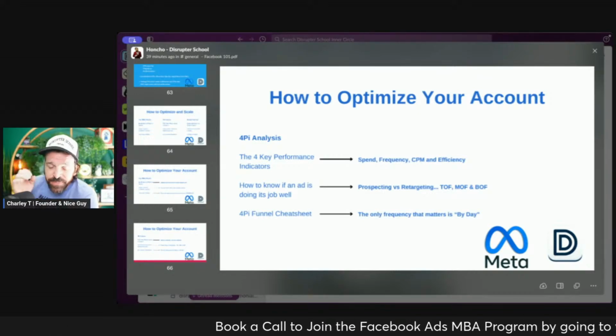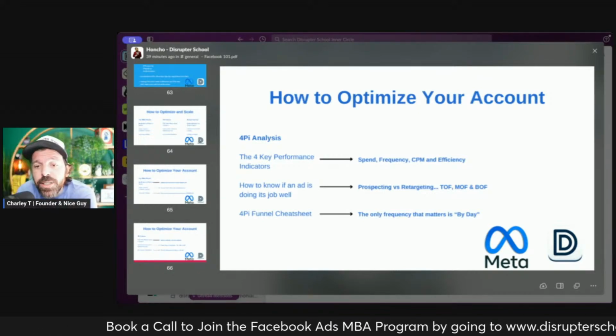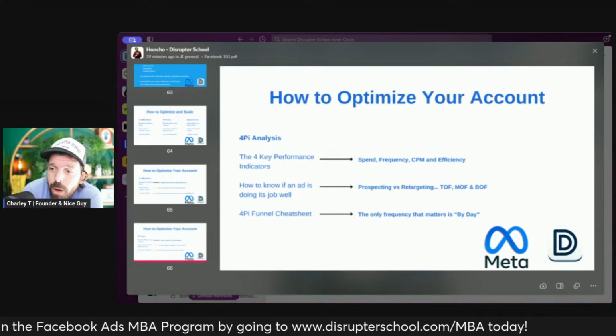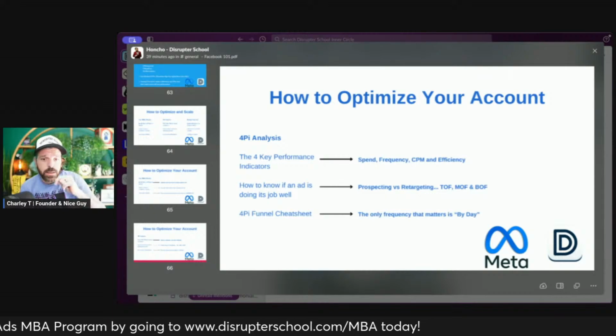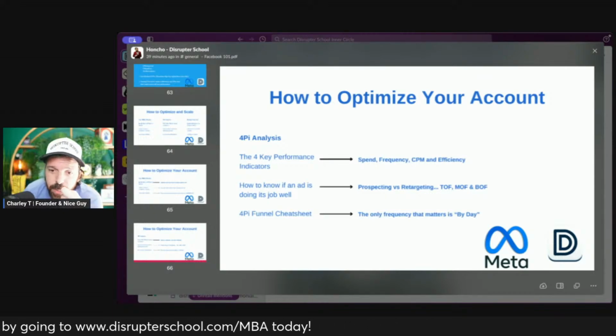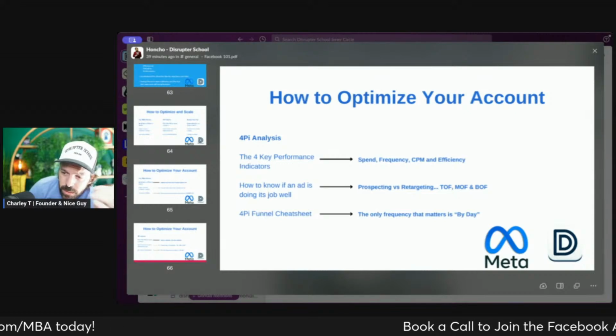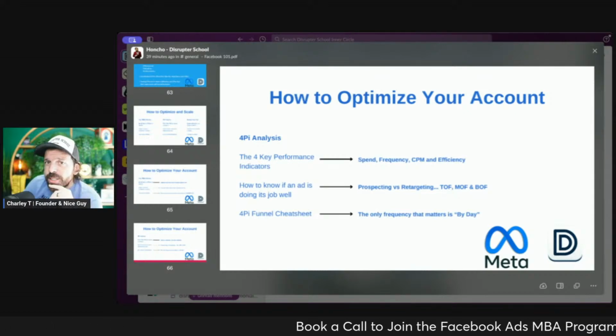So here's how this works. How do you know if an ad is doing its job well? Remember we talked about, well, I want to have good winning ads. Okay, great. Is your ad a prospecting ad or retargeting ad? Is it top of funnel, mid funnel, bottom funnel? Okay. Here's how they work together.